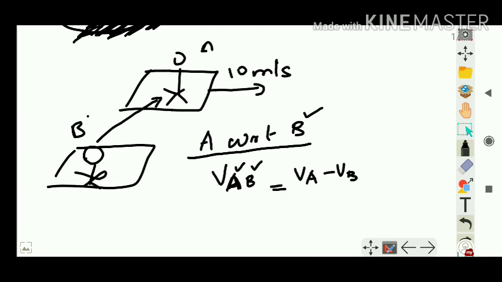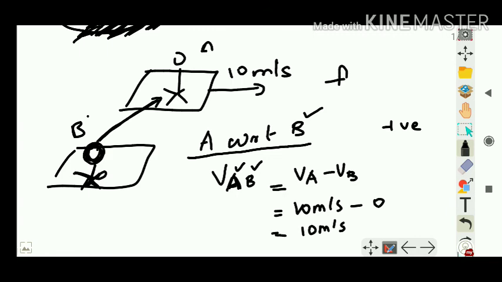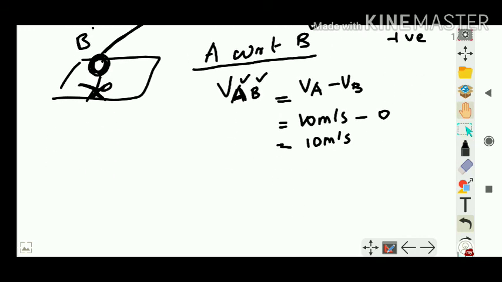Right? A is moving in this direction. Let's say this is forward, so the forward direction is positive. So it is 10 meter per second, in the perspective of B. B is the person who is looking at him. So for him, I will assume this B is stationary. I have not given any velocity for B, so B's velocity is 0. So what is VAB? It is 10 meter per second. Clear?